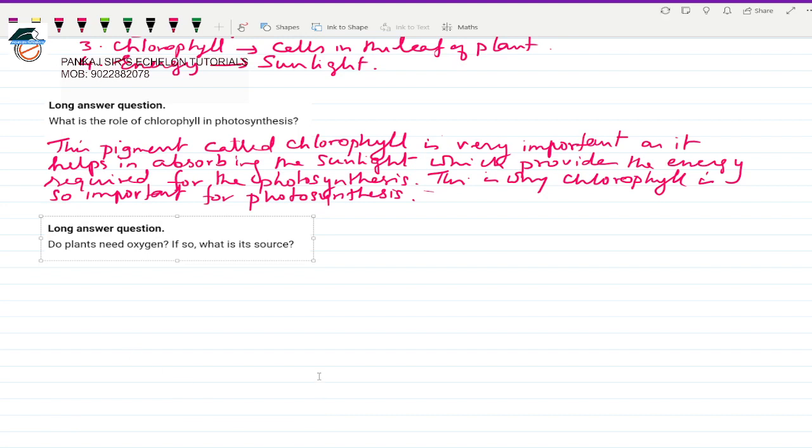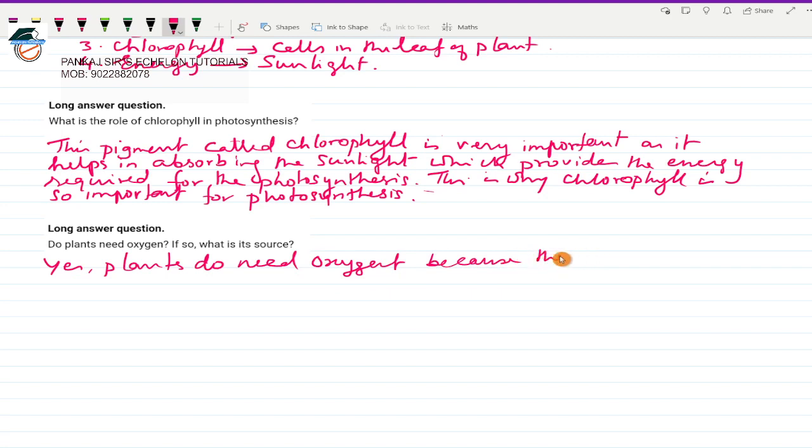Next question is, do plants need oxygen? If so, what is its source? Now, plants do need oxygen. Okay, so let me write the answer. Yes, plants do need oxygen because they also have to undergo respiration.